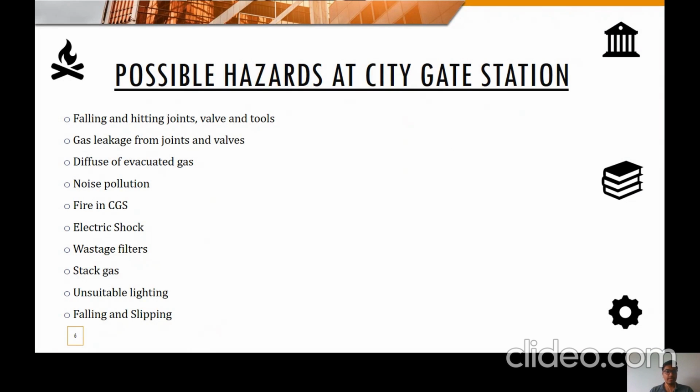Today I will cover the possible hazards at city gas station as well as the scope and intent. So, gasoline is highly flammable and can be very dangerous if proper safety precautions are not followed. The most prevalent risks associated with the gas station environment are fire and explosion.